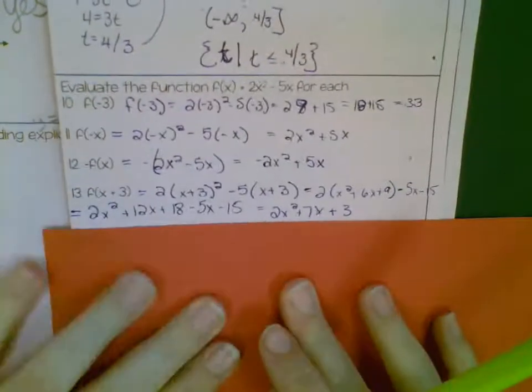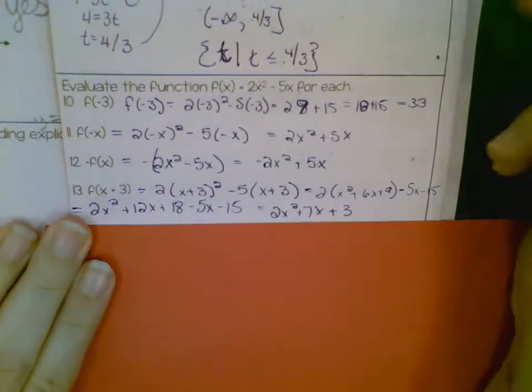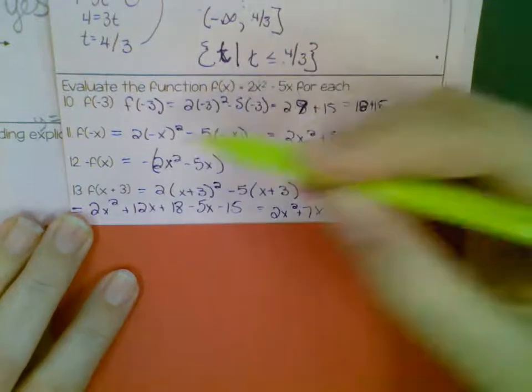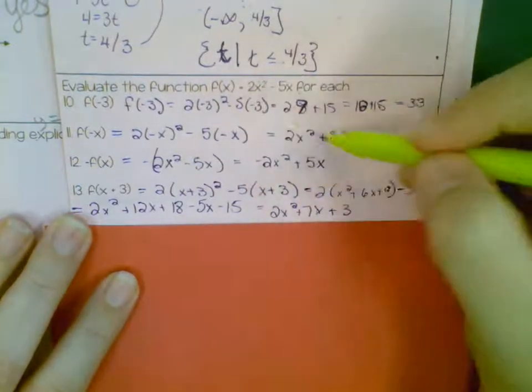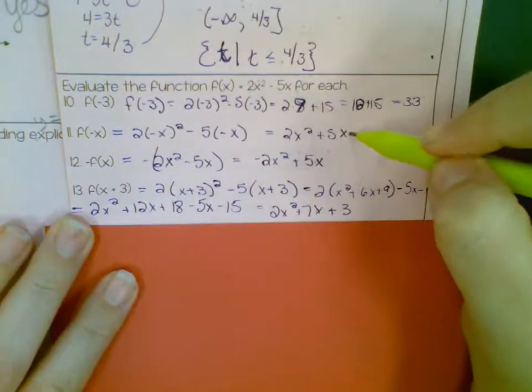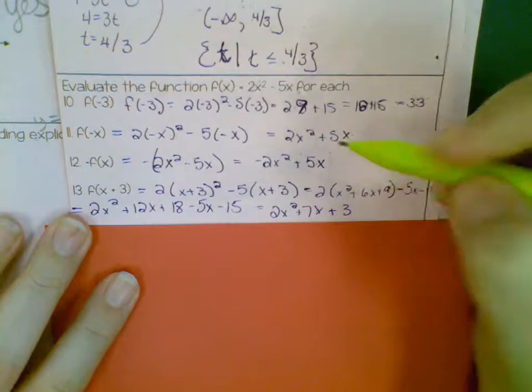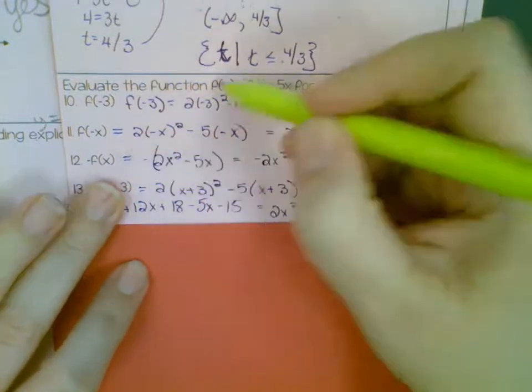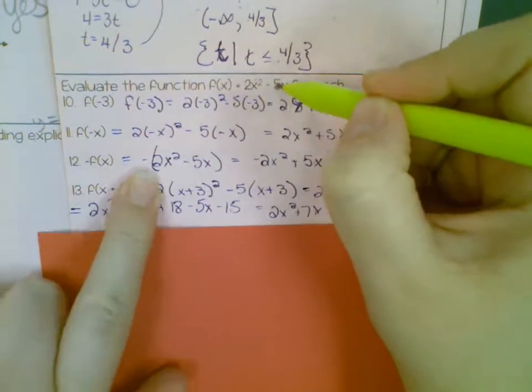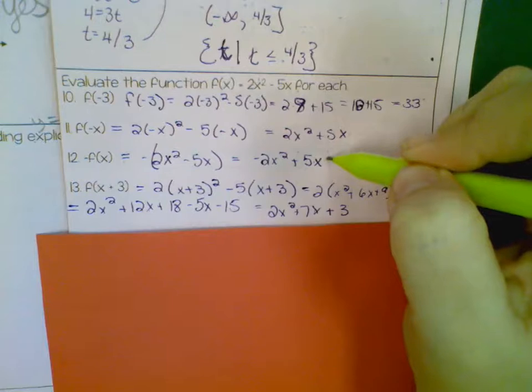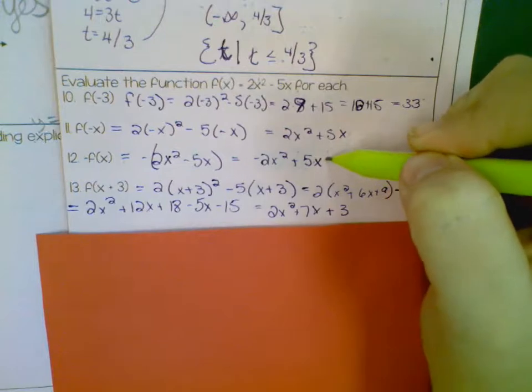Okay, everyone, we're back. So, for number 10, I got 33. 11, I plugged in my -x, simplified those negative signs, and got 2x squared plus 5x. For this one, our function is negative, so my function is this, so I made my function negative. So I just distributed that negative sign.